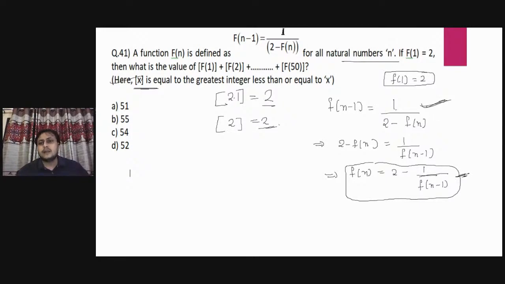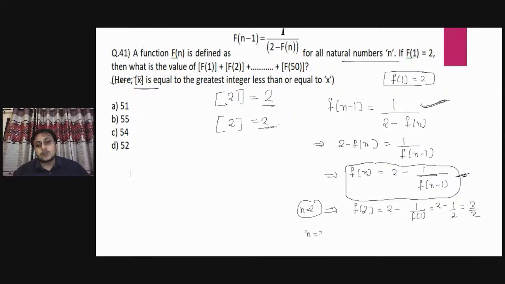So we know F1. Guys, we need the value of F1, F2, F3 and so on. You use this equation, just put n equals 2. In this case, F2 comes out to be 2 minus 1 upon F2 minus 1, which means F1. F1 is 2, so it is 2 minus 1 upon 2. That comes out to be 3 by 2.